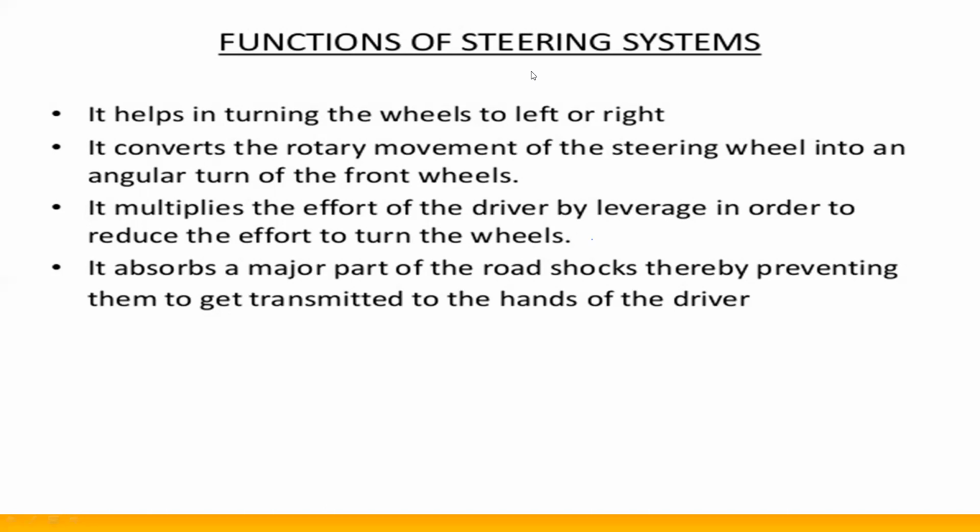The human should rotate that steering. It is converted to the angular turn of the front wheels. So in that sliding motion, the rotary motion is converted into sliding motion. That motion is in the hands of the human. So the human should rotate the steering, and automatically the rotary motion is converted into sliding motion, that is, the angular turn of the front wheels, based upon different mechanisms and different links used in the steering system.